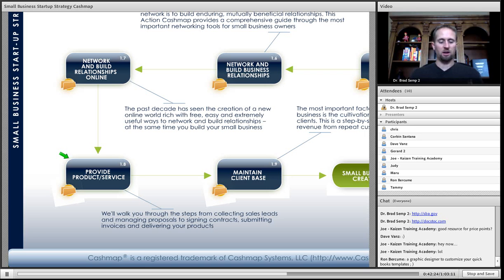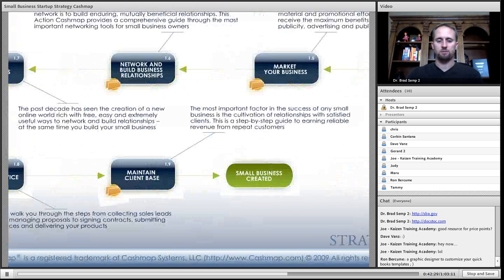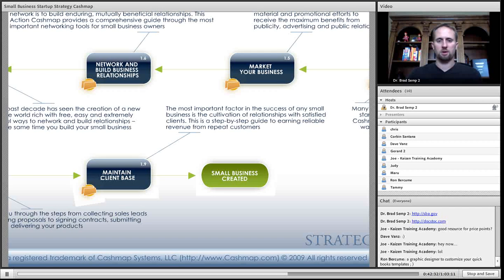And finally, 1.9, maintain your client base. And this is where, sorry, let me move this thing over. As the annotation states that we've got written right here, the most important factor in success of any small business is the cultivation of relationships with satisfied clients.